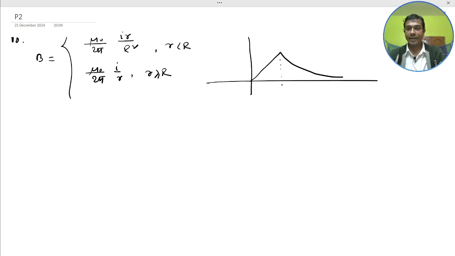This is the capital R, this is the r, here this is B. B is proportional to r here, and here proportional to 1/r², sorry, 1/r.